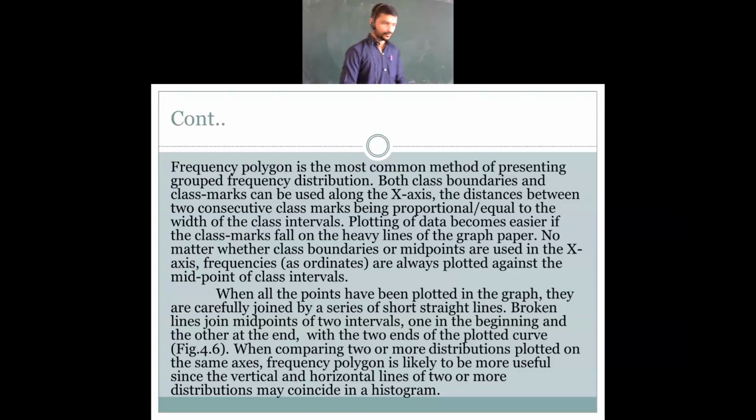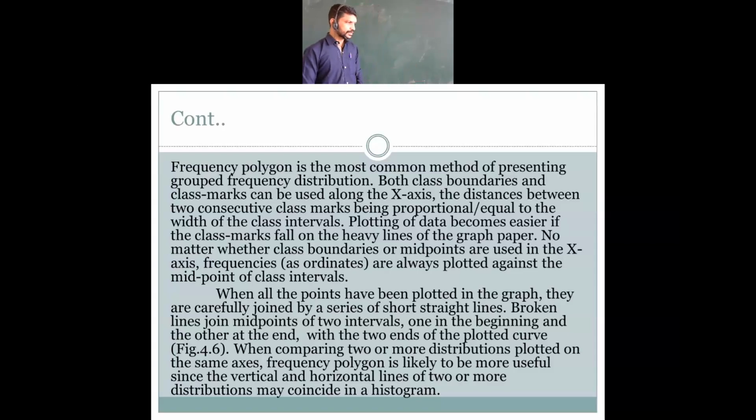Then it is a commonly used method, and here both class boundaries and class marks can be used along the x-axis. Obviously on the x-axis the class marks are used, and the distance between two consecutive class marks is proportionally equal to the width of the class intervals. As I usually told you, the width of every class is the same. Here we are not having unequal widths, we are having equal frequencies. It is the gap between the two ends that is equal over here.